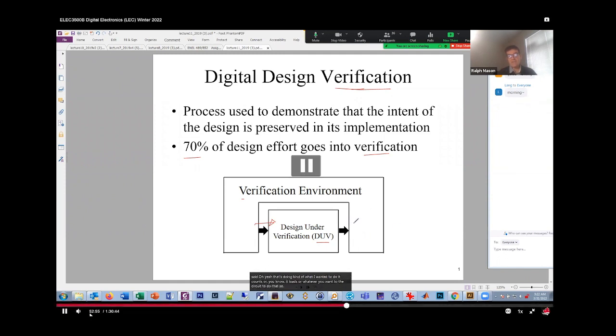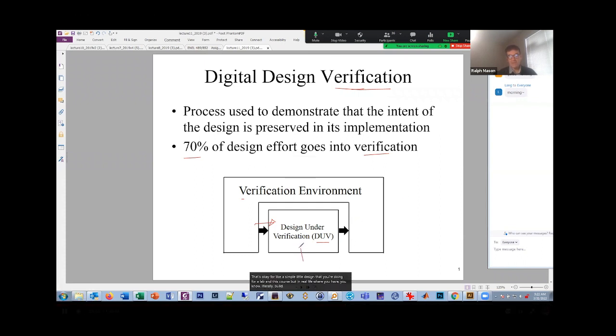That's okay for a simple little design that you're doing for a lab in this course. But in real life, where you have literally billions of gates, that doesn't work. The whole system breaks down. So these verification environments, which we're going to explain later on, are pretty complicated. There's a lot to them, how we build them and how they work. We don't have time to go through all of it, but we've got a lecture or two to talk about some of this verification. Verification is super important. We could have a whole course on verification. Unfortunately, we don't have time for that.